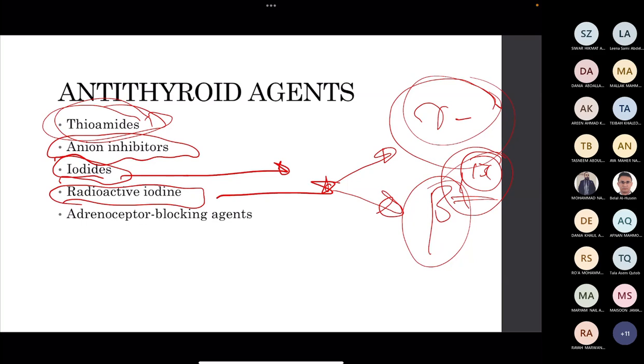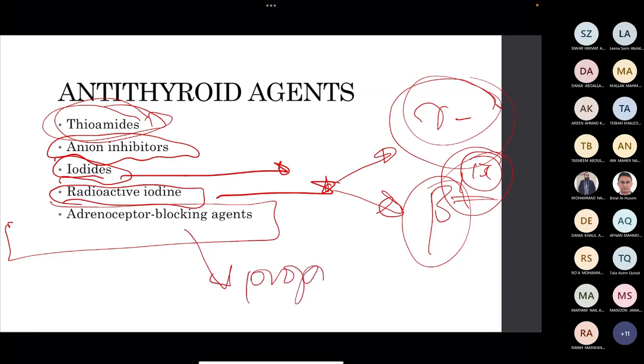So to act fast and control the symptoms of hyperthyroidism, they give beta blockers, and they prefer the non-selective beta blockers, which is mainly propranolol.